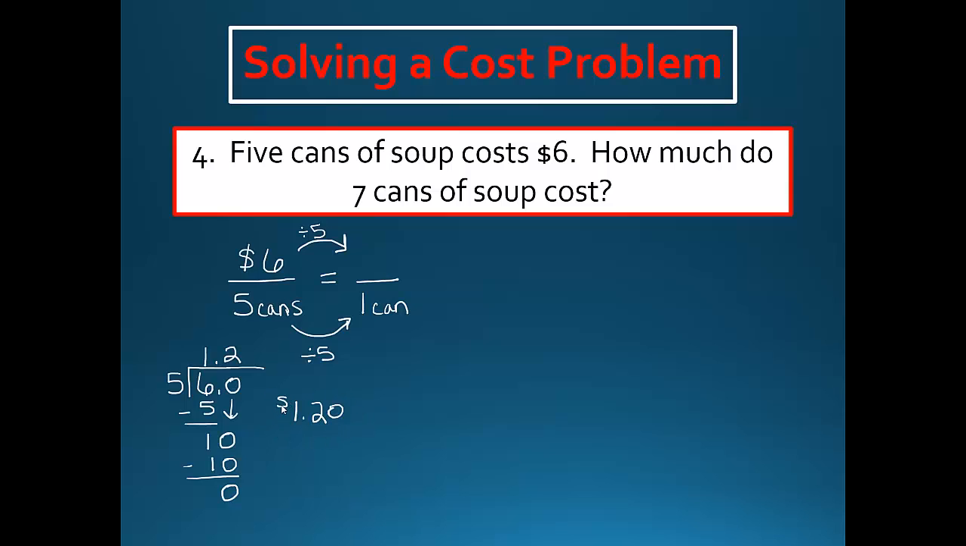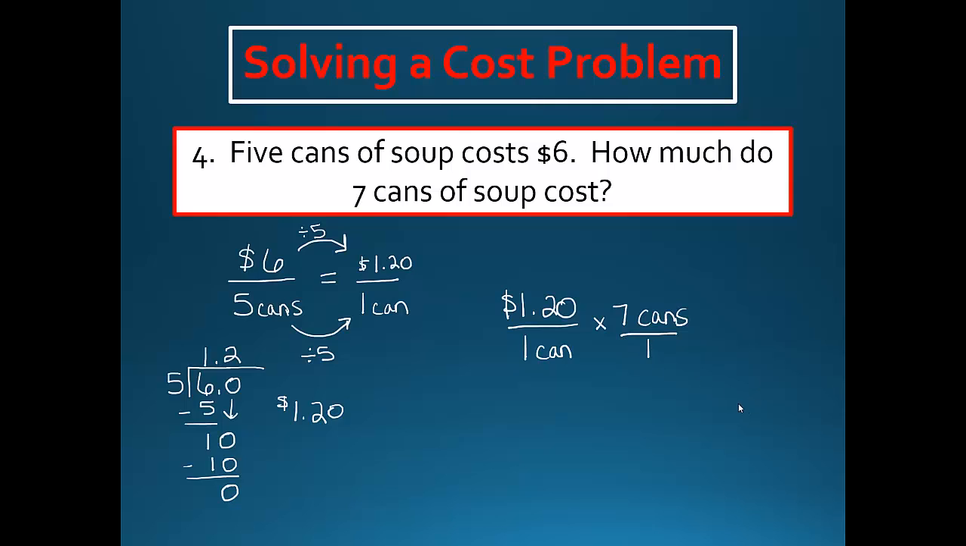So it would be $1.20 per can. So we found the unit rate as $1.20 per can. Now we need to figure out how much 7 cans cost. So if we know it's $1.20 for 1 can, we can then multiply that by 7 cans to see how much it will cost for 7.